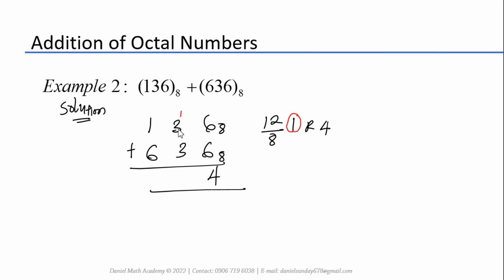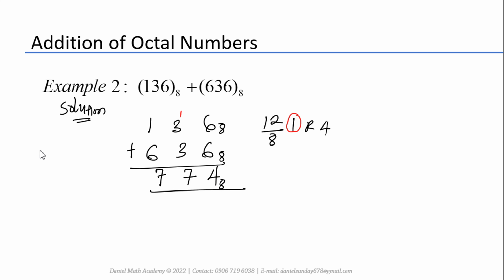So 1 plus 3 is 4. 4 plus 3 is 7. 7 is less than the base, so I'm going to write it directly. So this is 7. And then again, 1 plus 6 is 7. 7 is less than the base, so I'm going to write that. So our answer is 774 base 8. This is the answer to this question. I hope you understand this.